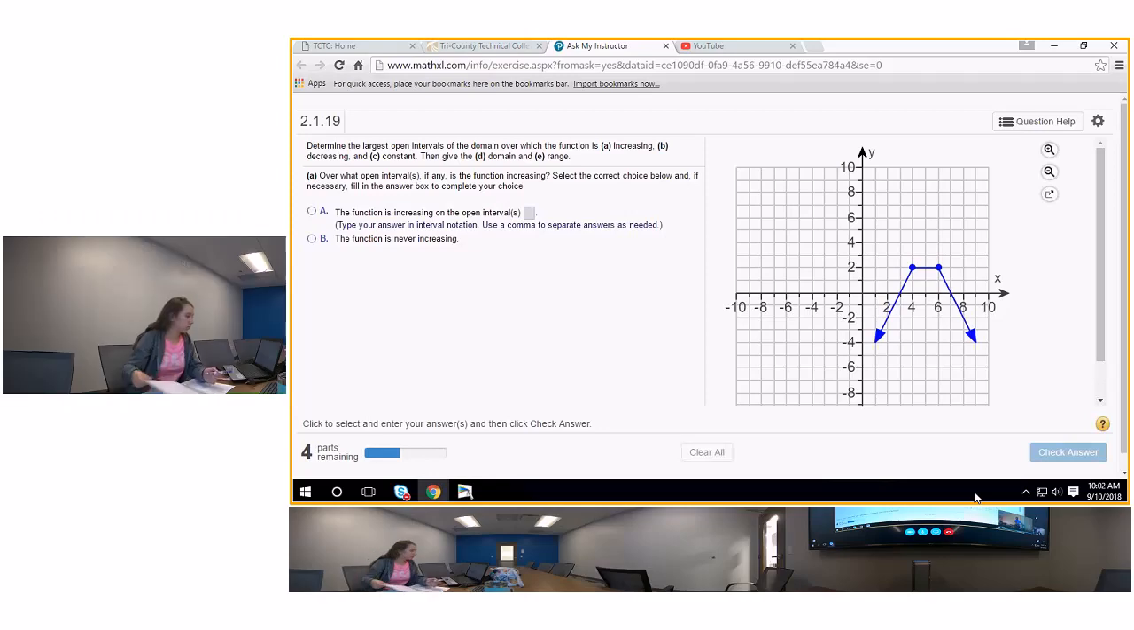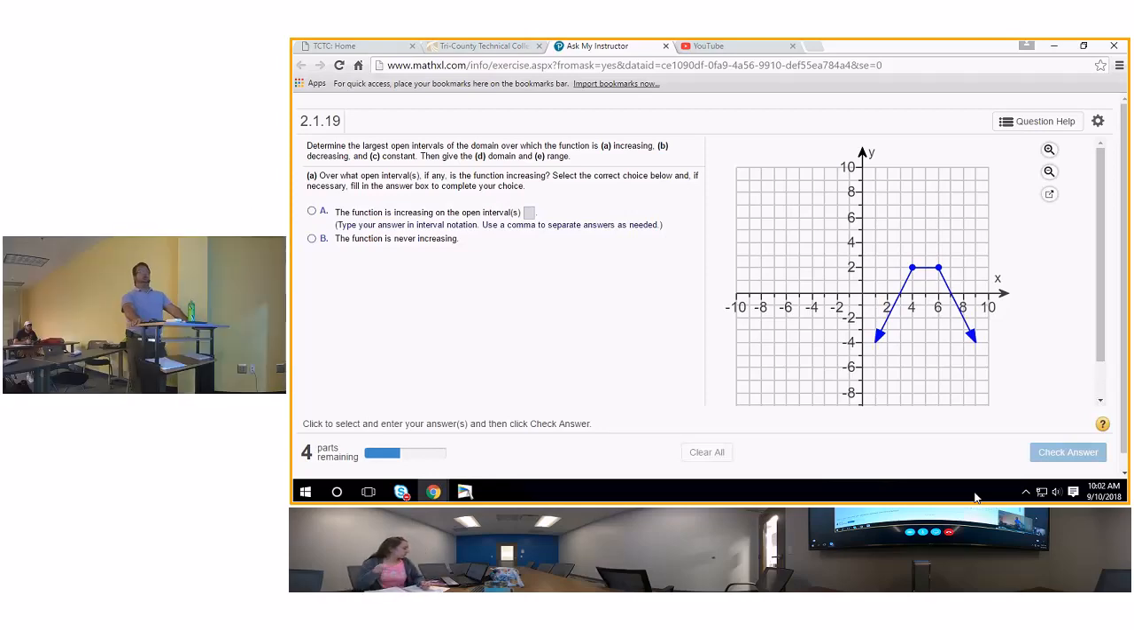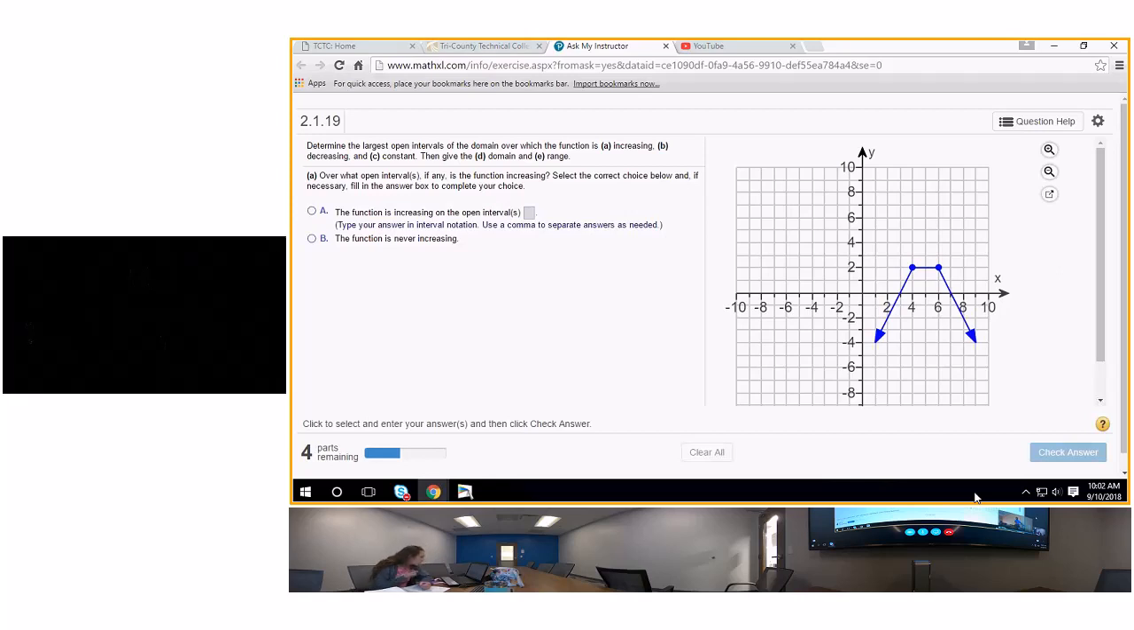So from negative infinity to 4 is increasing. From 4 to 6 is constant. And from 6 to infinity is decreasing. The domain is all real numbers. The range is from negative infinity to 2 with a bracket.